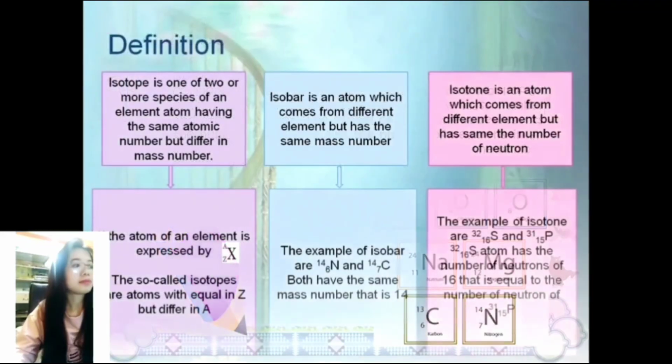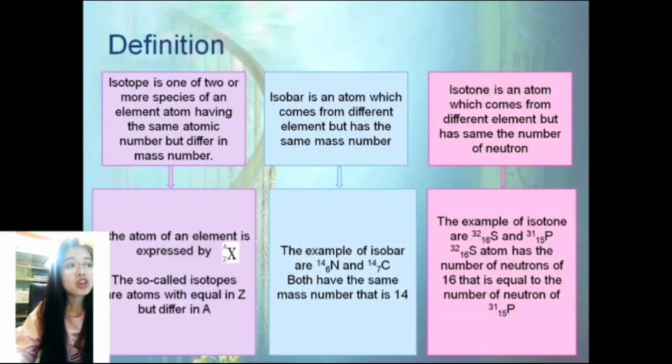Next slide. Definition. Isotope is one of 2 or more species of an element's atom having the same atomic number but differing in mass number. Isobar is an atom which comes from a different element but has the same mass number. Isoton is an atom which comes from a different element but has the same number of neutrons. You can skip and see the box below the definition I have prepared for you.